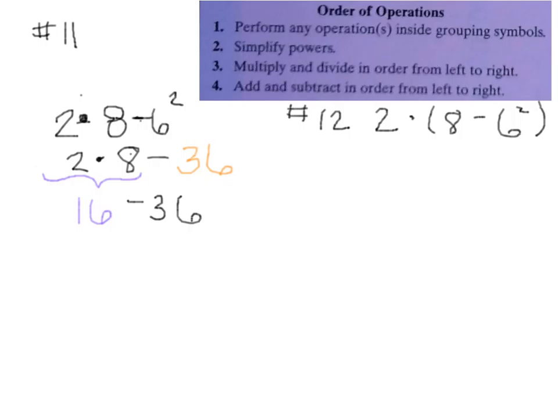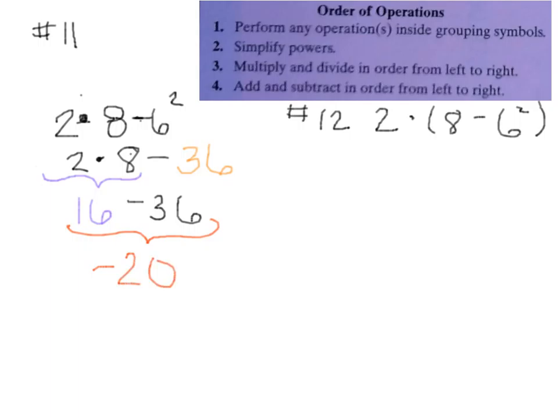Okay, when I look at this, I'm going to rewrite this. Now I don't have any more multiplication or division, so I'm going to do all my addition and subtraction from left to right. Well, 16 minus 36 is going to give me, let's grab a different color here just for fun, a negative 20.